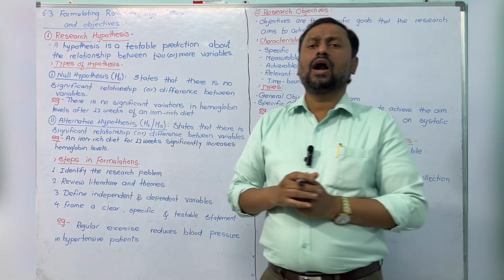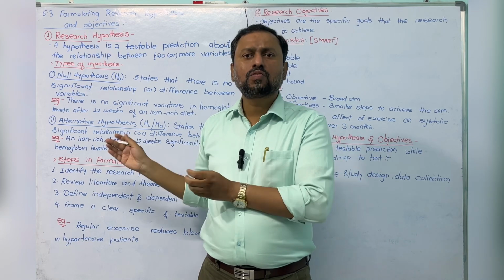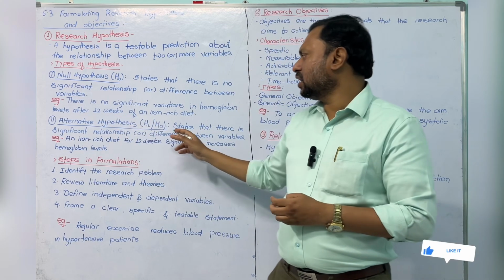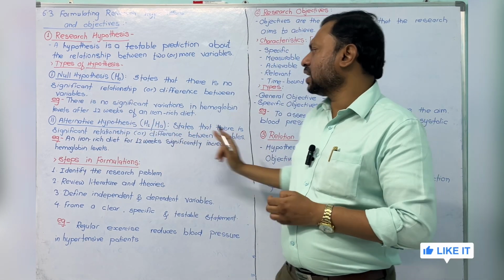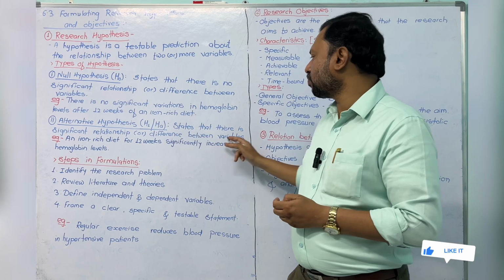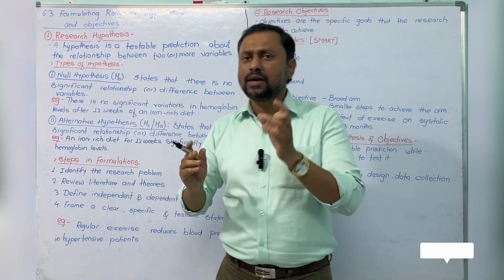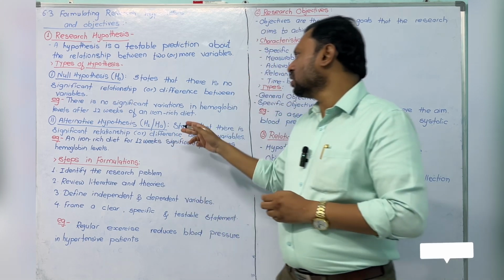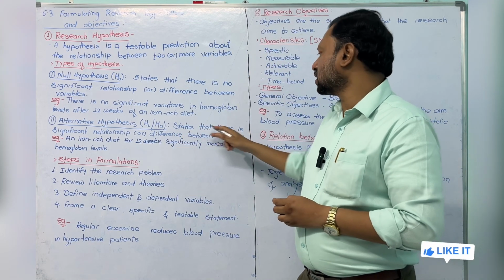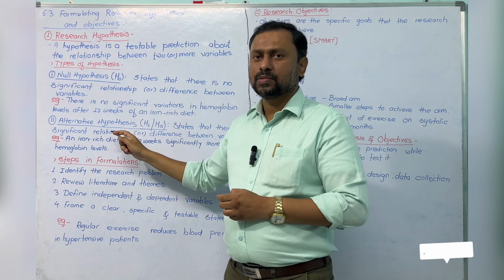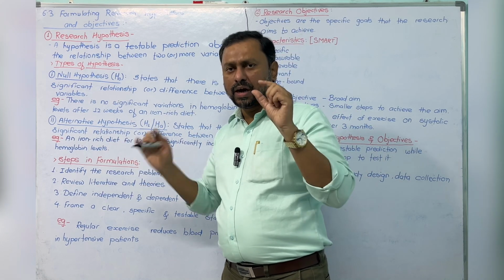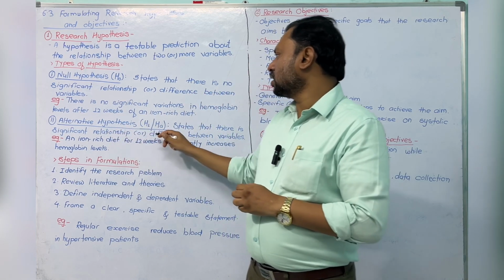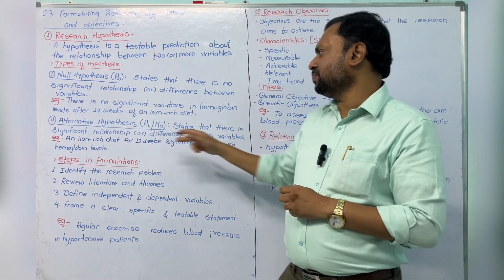Next one is the alternate hypothesis. This one actually you want to prove in your research. Alternate hypothesis states that there is a significant relationship or difference between the variables. It means that in the two variables there is a relationship. This is called the alternate hypothesis. It states that the independent and dependent variables both have a relation.